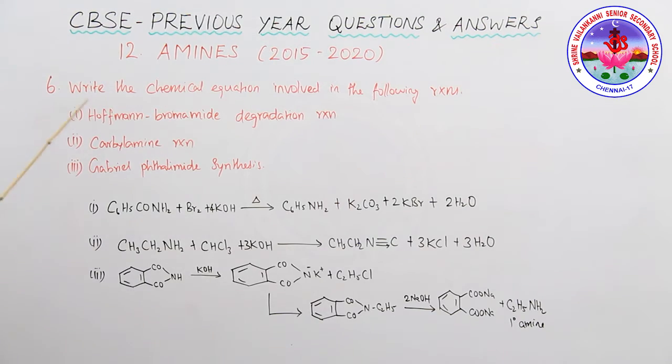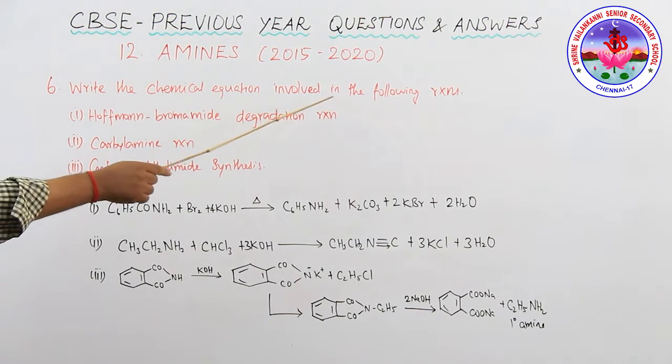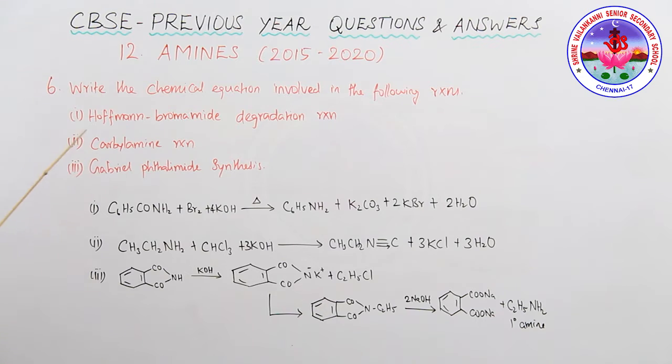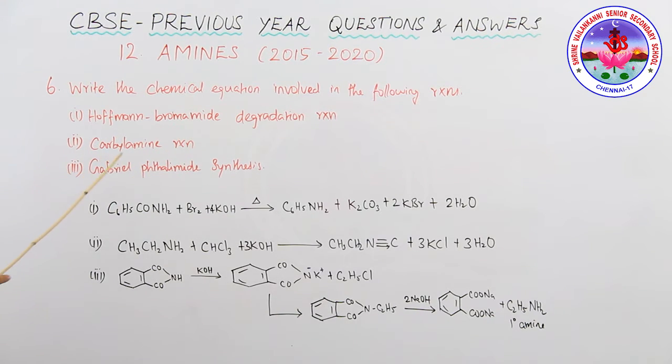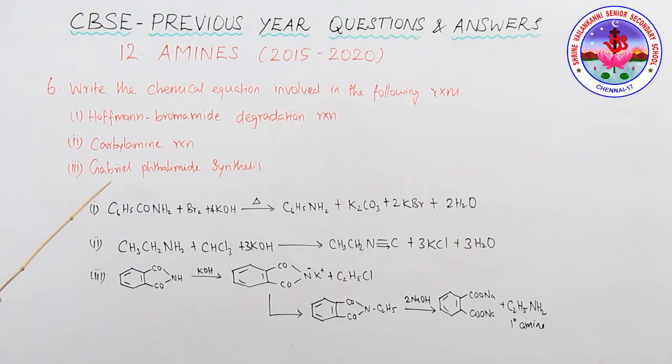Next question: write the chemical equation involved in the following named reactions. The first is the Hofmann bromamide degradation reaction. The second one is the carbylamine reaction. The third one is the Gabriel phthalimide synthesis.